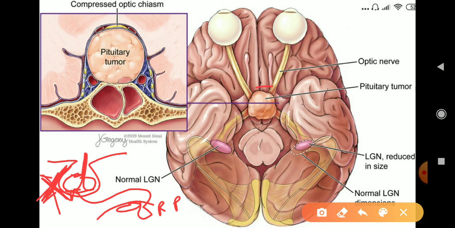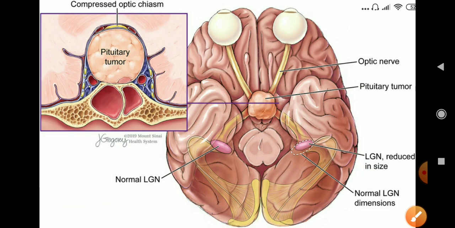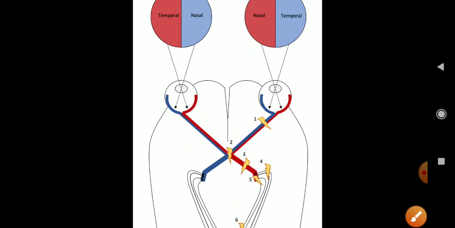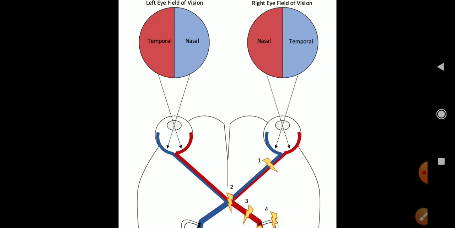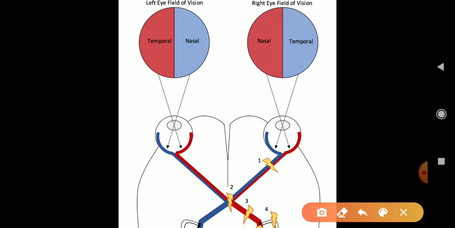Here we can see the tumor formed just above the optic chiasma, and it causes compression of the optic chiasma. So definitely it causes a visual disturbance. But which type of visual disturbance can we see in this complication? For example, here we can see the pathway of the optic tract. Say I am seeing an object here, and this is the temporal part and this is the nasal part of the object.